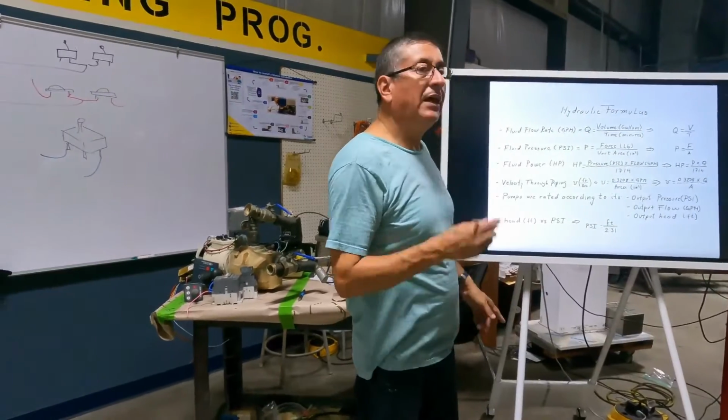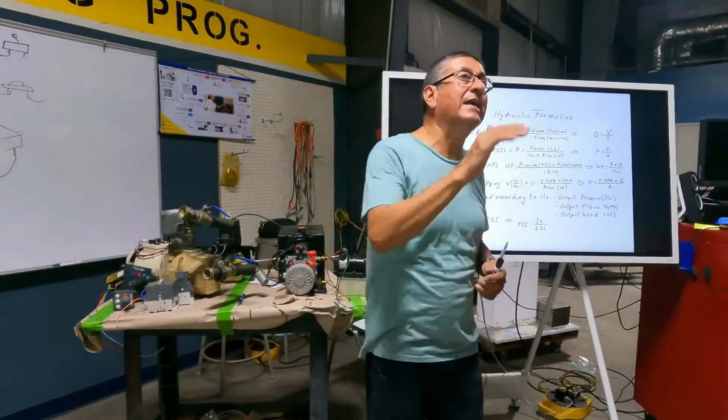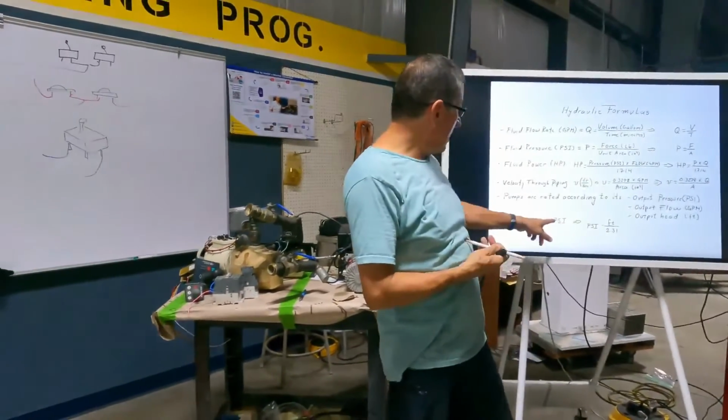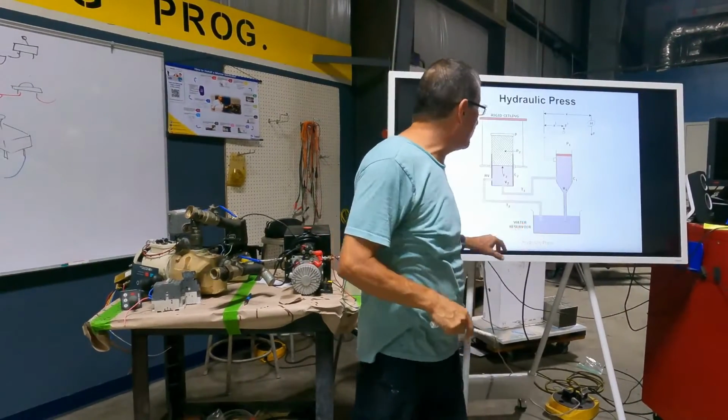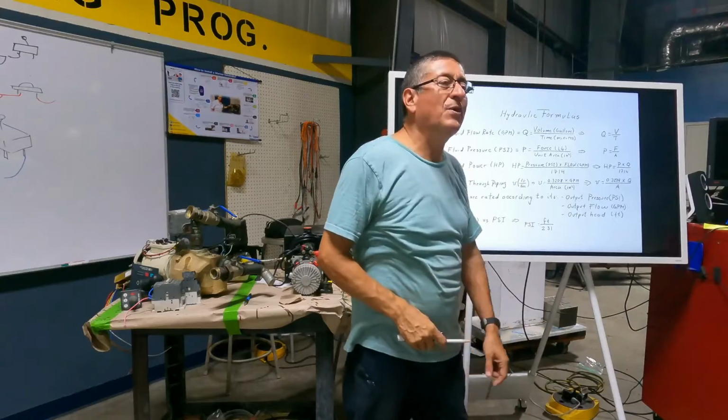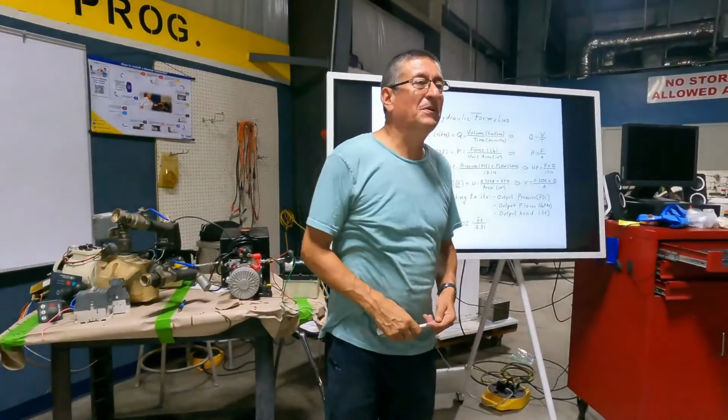And that's it. One way to convert PSI to head is this. Head, the vertical distance in feet, is equal to PSI multiplied by 2.31. 2.31. It's too simple, no?